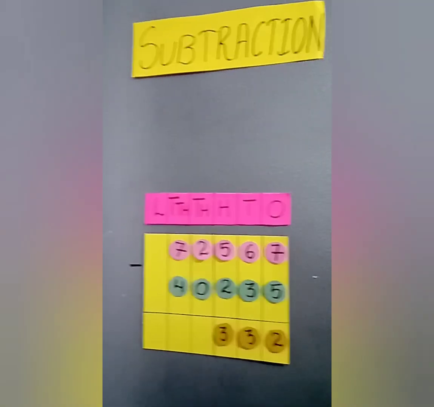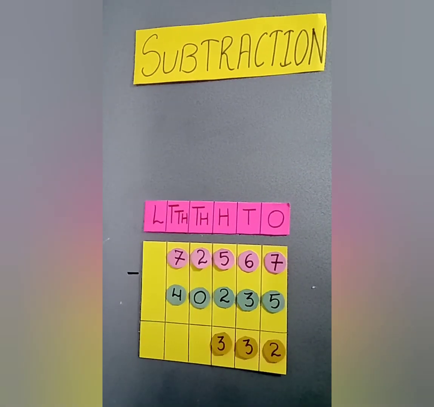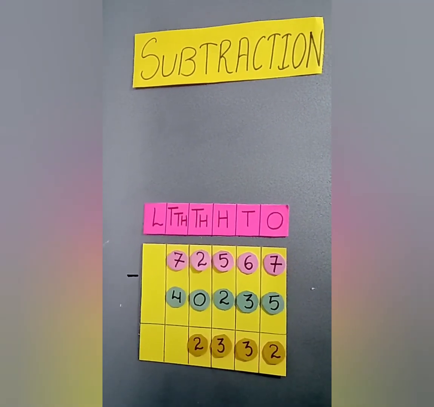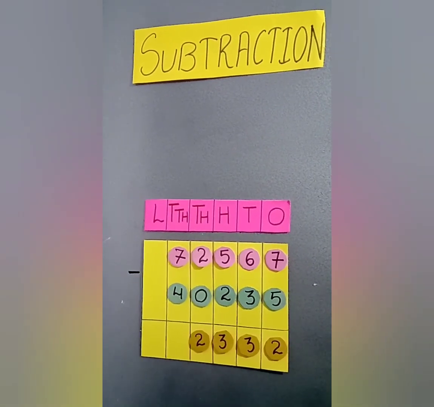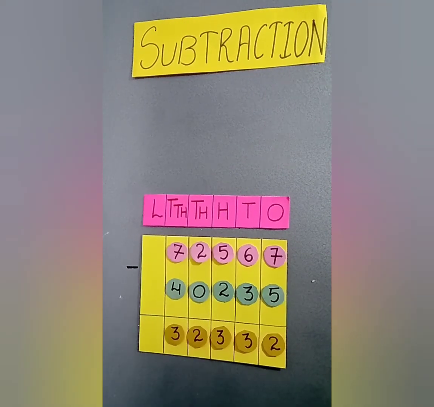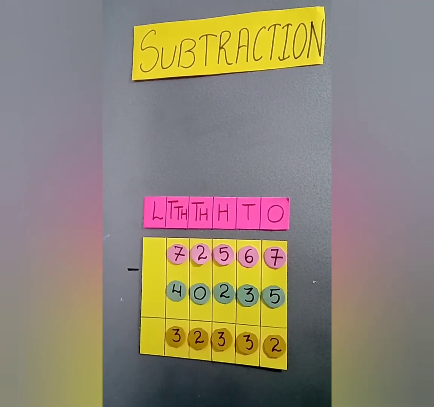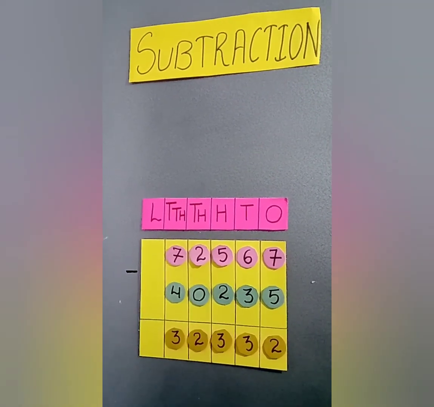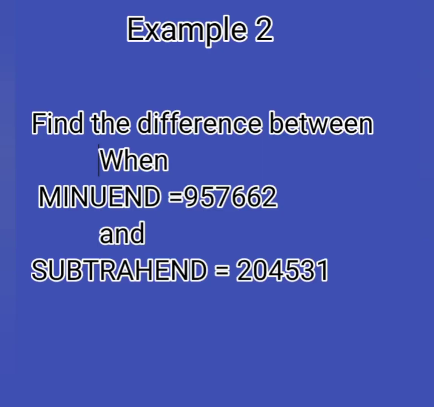Then in thousands place we have 2 and 0, we get 2. And in 10,000 place we have 7 and 4. After subtracting we get 3. So our final answer, that is the difference we get here, is 32,332.